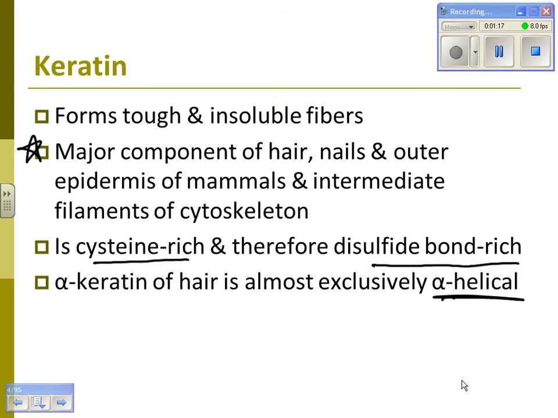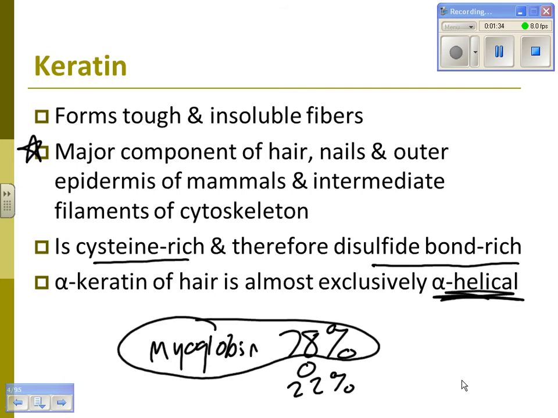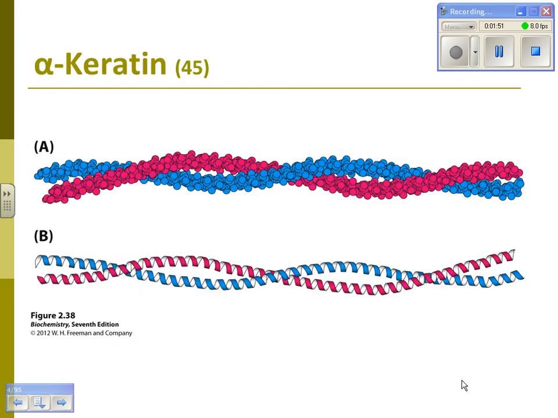In the last one I said myoglobin is a big one, because myoglobin is about 78% alpha helixes, 0% beta sheets, which means about 22% turns and loops. So myoglobin is very high in alpha helixes, but keratin is almost 100% alpha helical. So keratin would win if asked which one has the highest proportion of alpha helix. I would go with keratin, and if keratin's not there, maybe myoglobin or collagen. We'll look at collagen in a minute.